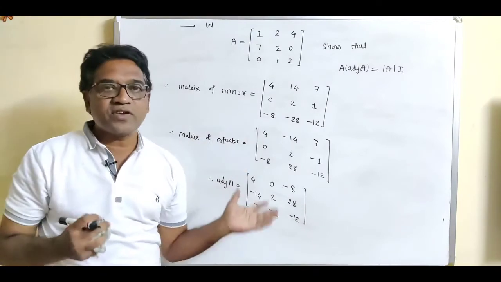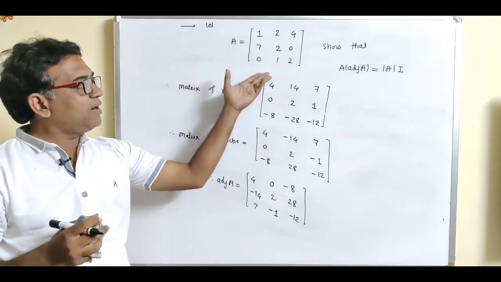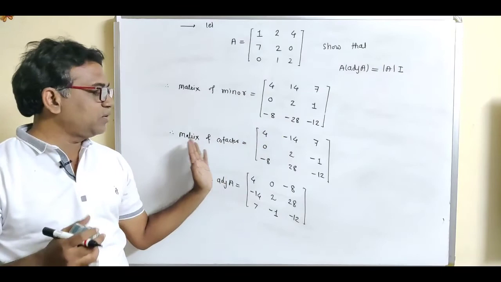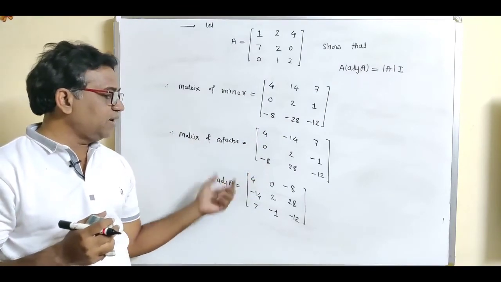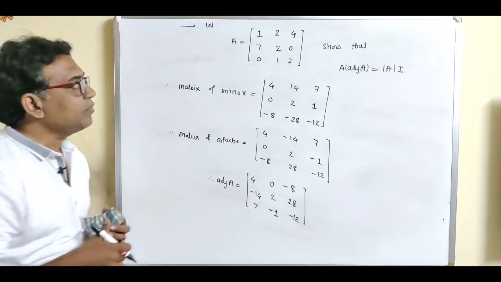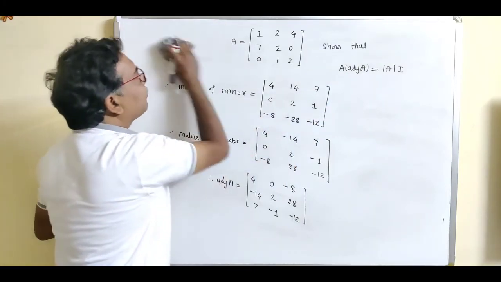So see, there are 3 steps for finding the adjoint of a given matrix. From the matrix A, we find the matrix of minor, then find the matrix of cofactor, and finally take its transpose. It is called the adjoint of the matrix. Now let us find this product, A into adjoint of A.